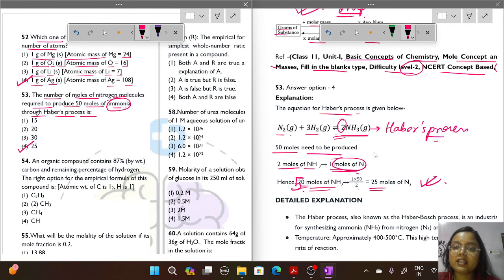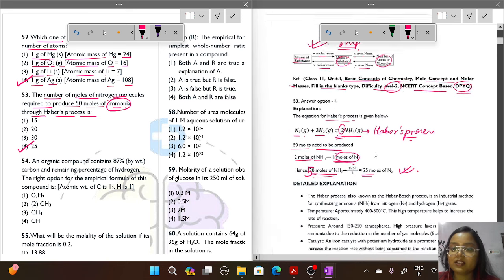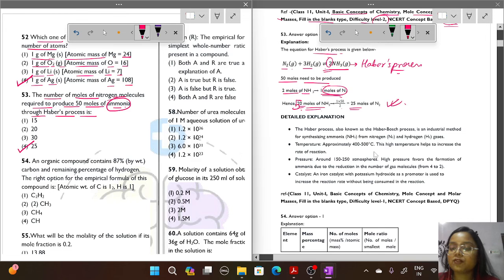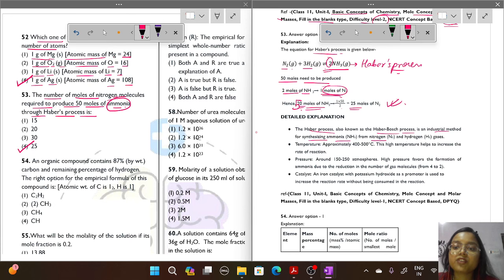Similarly, you can read the detailed explanation also. It will provide you the explanation for the Haber's process. Okay, Haber's process is also known as the Haber-Bosch process, and it is an industrial method for synthesizing ammonia from nitrogen and hydrogen. Its temperature is 400 to 500 degrees Celsius and its pressure is 150 to 250 atmospheres. Catalyst is also needed. Okay, so you can read it from here.